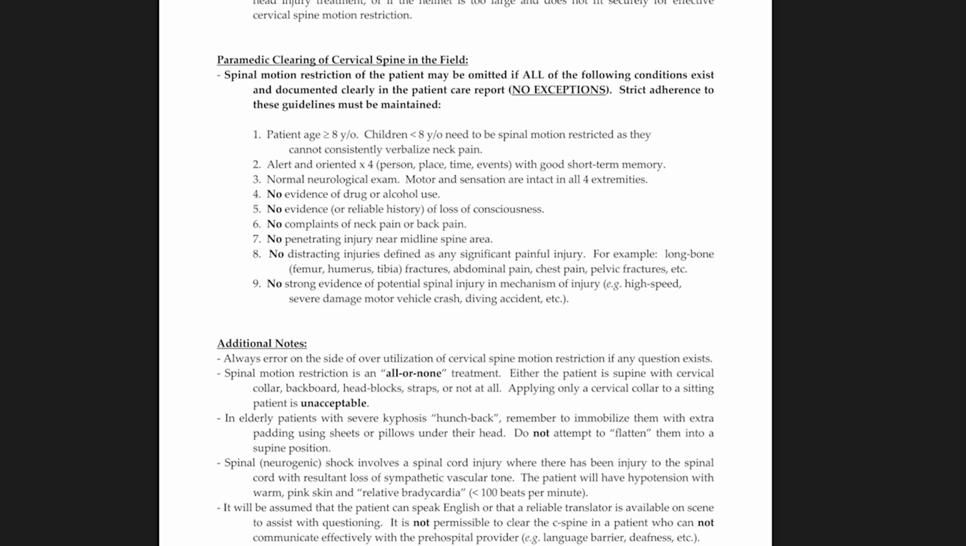Spinal or neurogenic shock involves a spinal cord injury where there has been injury to the spinal cord with the resultant loss of sympathetic vascular tone. The patient will have hypotension with warm, pink skin and relative bradycardia at less than 100 beats per minute. It will be assumed that the patient can speak English or that a reliable translator is available on scene to assist with questioning. It is not permissible to clear the C-spine in a patient who cannot communicate effectively with a pre-hospital provider, i.e., a language barrier, deafness, etc.